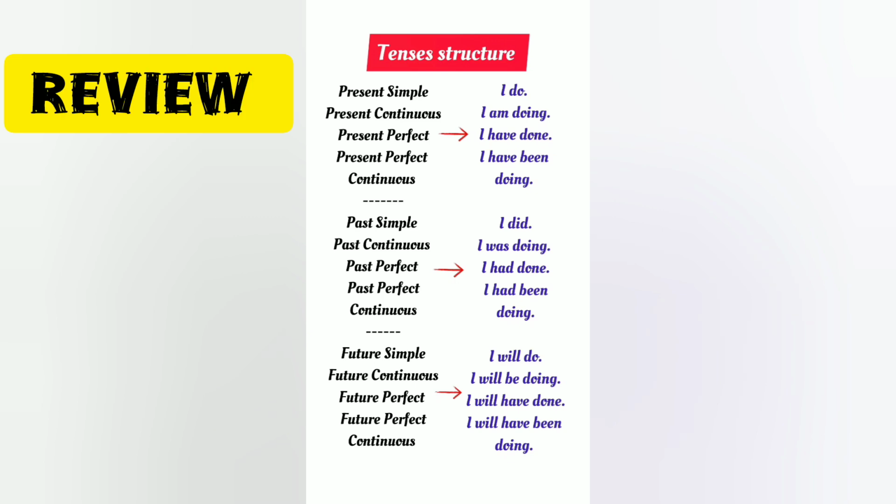Tenses and structure. Present simple: I do. Present continuous: I am doing. Present perfect: I have done. Present perfect continuous: I have been doing. Past simple: I did. Past continuous: I was doing. Past perfect: I had done. Past perfect continuous: I had been doing. Future simple: I will do. Future continuous: I will be doing. Future perfect: I will have done. Future perfect continuous: I will have been doing.